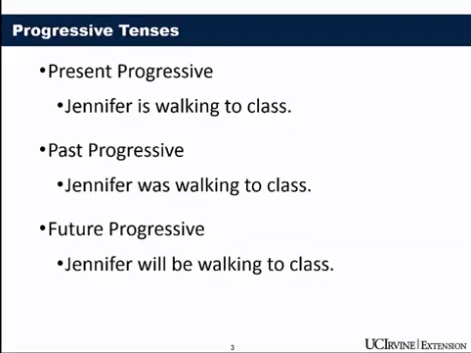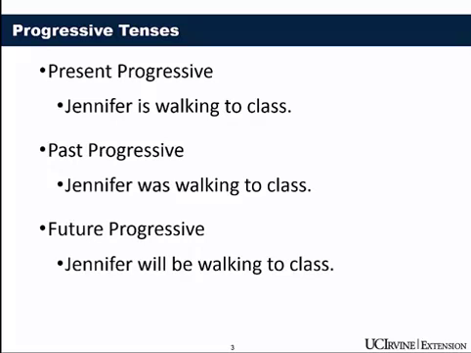Then we have the progressive tenses. Progressive tenses show that an action is continuing at a certain period of time. Present progressive shows what is happening right now. To make the present progressive, we need two parts of the verb. We need a be verb and an ing.